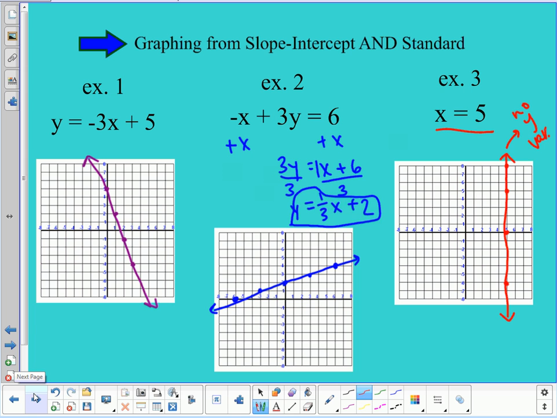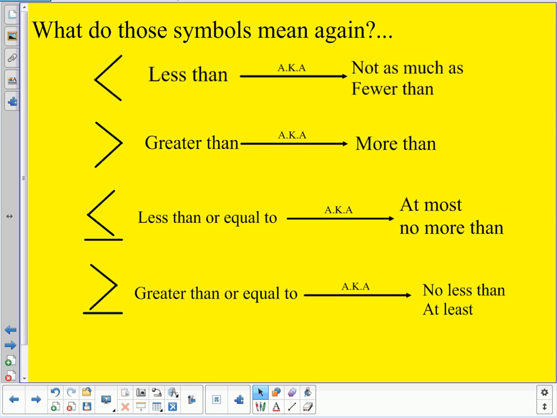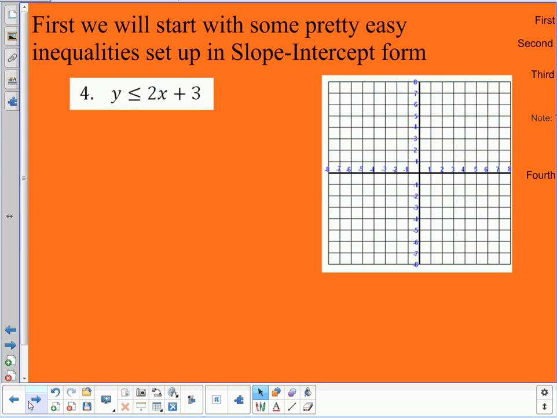Now let's talk about the steps to graphing inequalities with 2 variables. So just a reminder from when we talked about inequalities a few days ago back in about notes 2, I want to say. These are what our inequality symbols mean. We've got the less than, the greater than, the less than or equal to, and greater than or equal to. Those lines underneath mean that we're also equal to those points. So now let's talk about our steps.